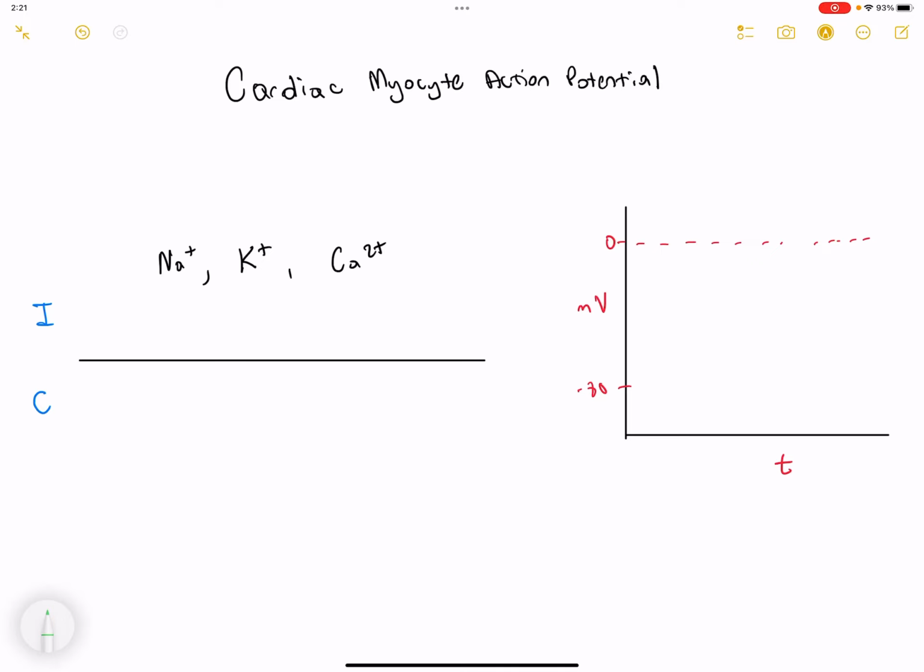In this video, I'm going to be going over cardiac myocyte action potential. There are going to be three ions that are going to be playing a role in cardiac myocyte action potential. It's going to be the sodium ion, potassium, and the calcium ion.